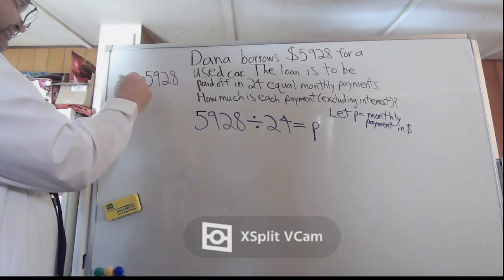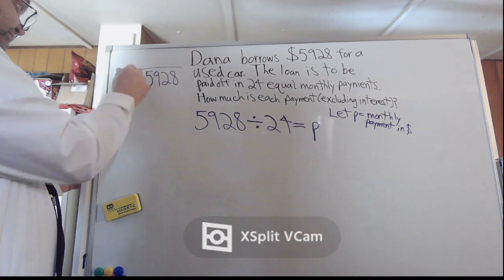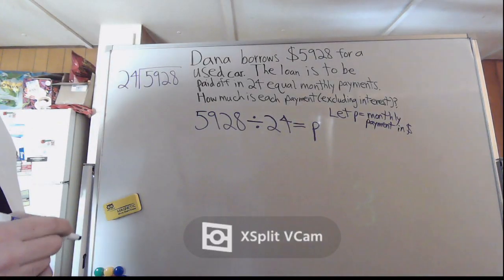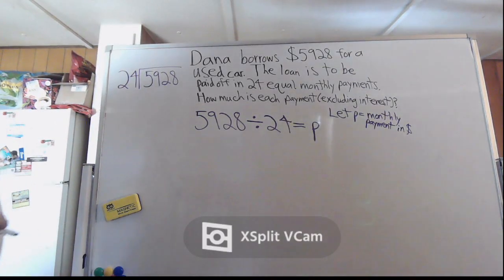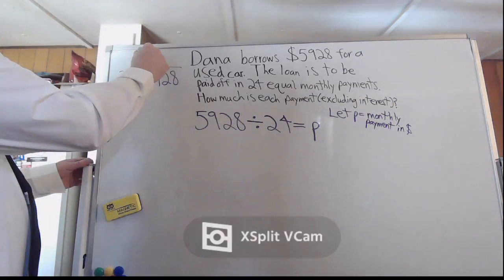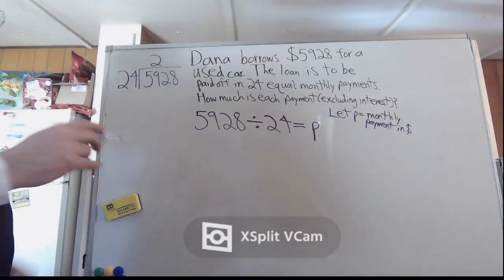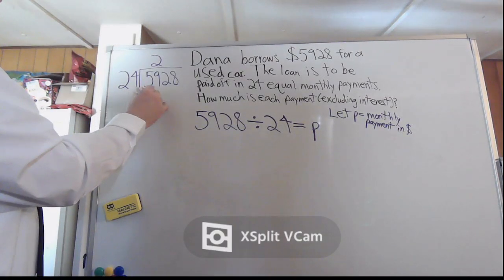5,928 divided by 24. We can solve that off to the side. 24 goes into 59 how many times? Twice. Because if you do it 3 times, it'll give you 72, which will put you over. So 24 times 2 is 48.